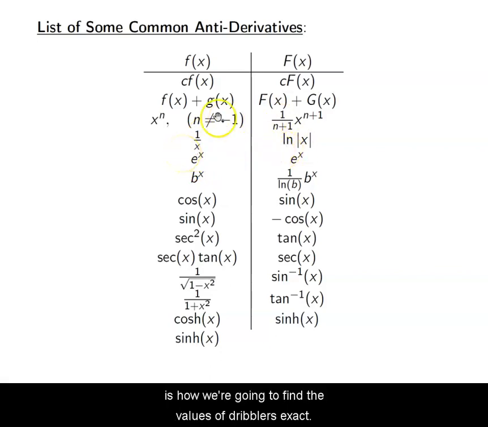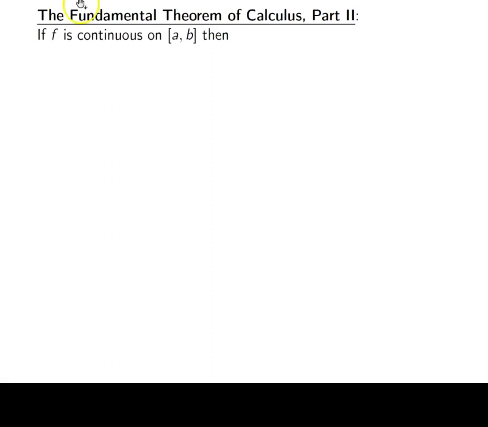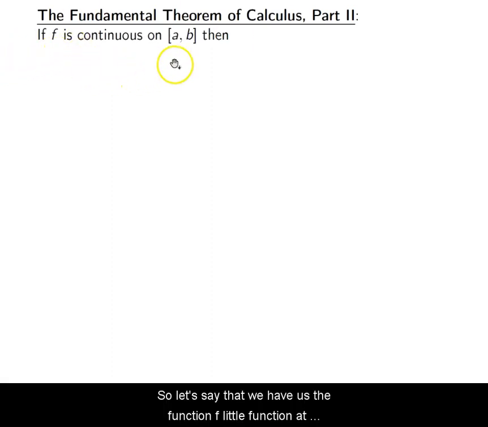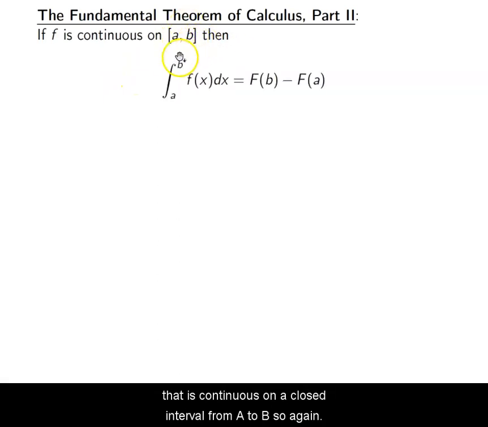Okay, so this is how we're going to find the values of integrals exactly, which brings us to the fundamental theorem of calculus part 2, the FTC. The FTC part 2 tells us how to find the value of a definite integral exactly using those antiderivatives. So let's say that we have a function f, little f, that is continuous on a closed interval from a to b. So again, a and b are included.